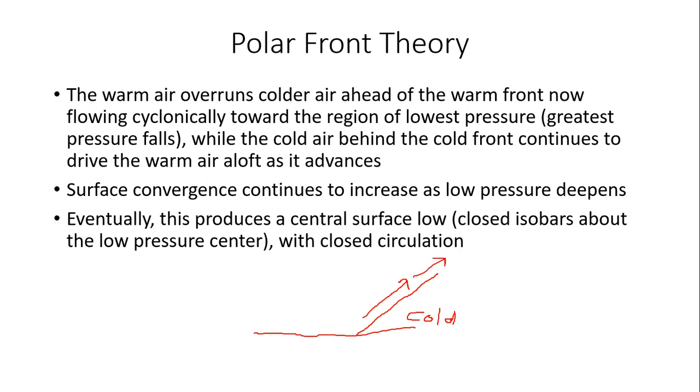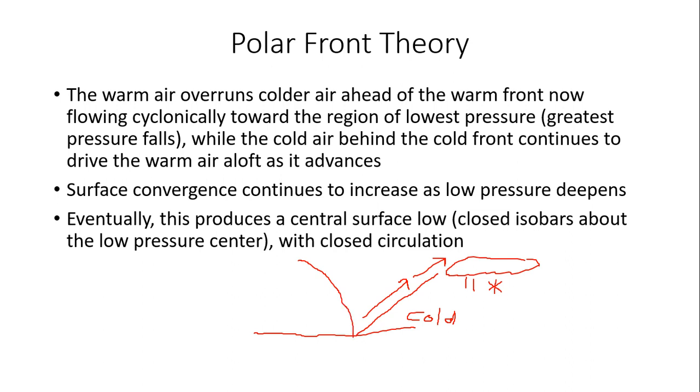This is going to create a lot of clouds. It's going to produce more continuous precipitation. It could be rain. It could be snow. But it's generally going to produce some sort of continuous precipitation as this warm air runs up and over the colder, more dense air at the surface. That's what we're saying here when we say the warm air overruns colder air ahead of the warm front.